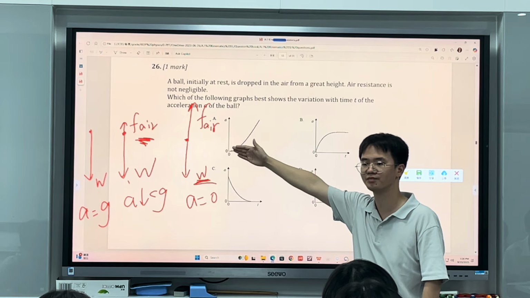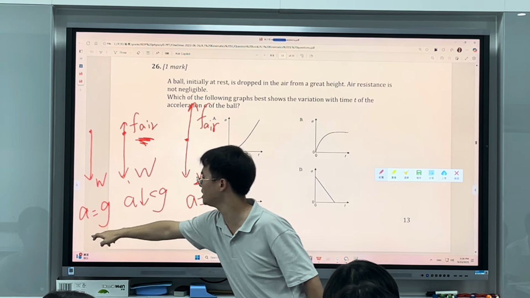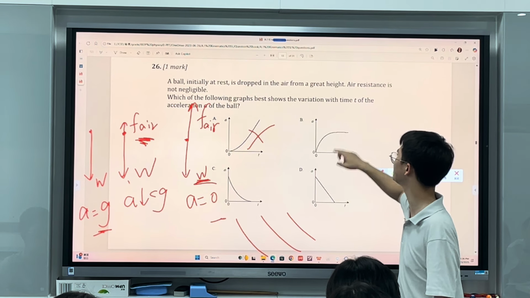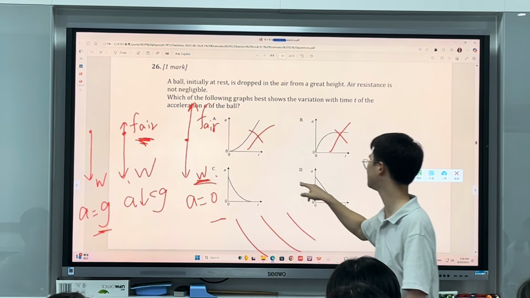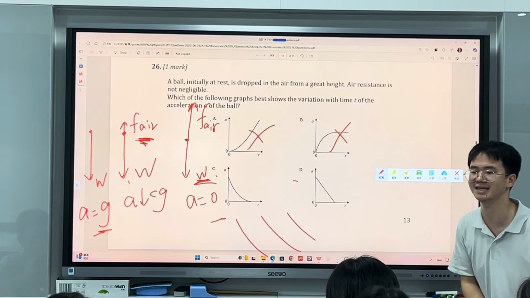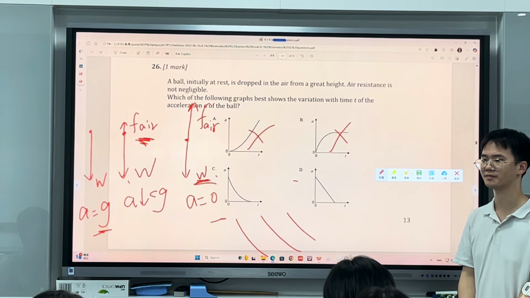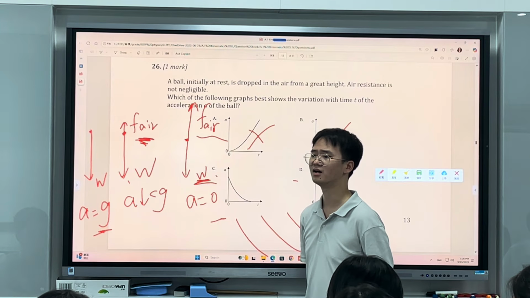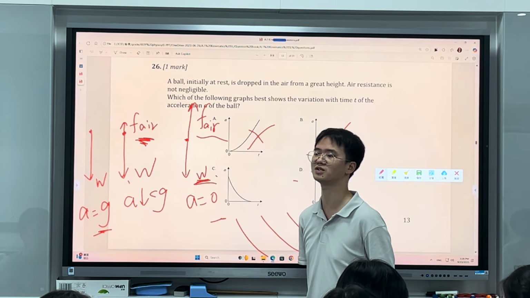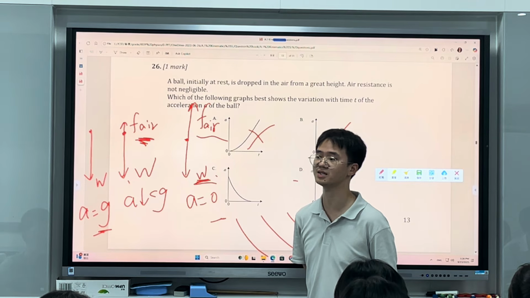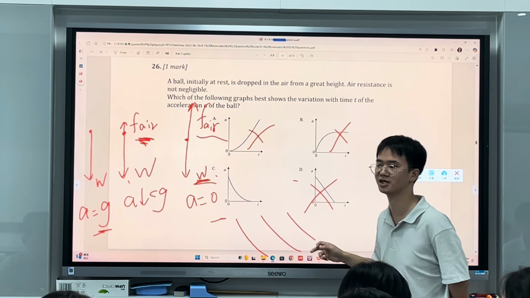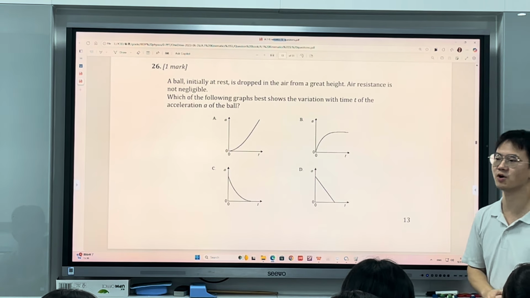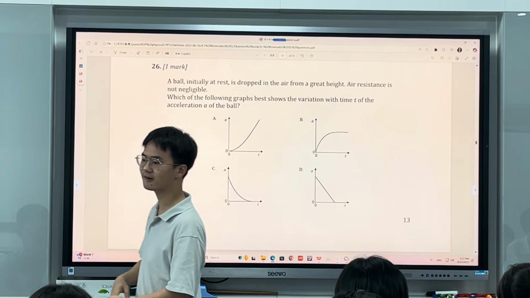Acceleration starts from g and eventually is 0. So it should be something decreasing, right? So this is not possible. Not increasing, not this. Only C and D. Now the question is, is it going to be a linear change? No. When you are falling faster and faster, air resistance is actually proportional to the square of the speed. So it's not going to be a linear change. So it should be C. Okay. Any other questions? 38, 28.